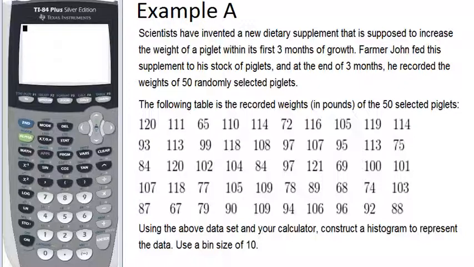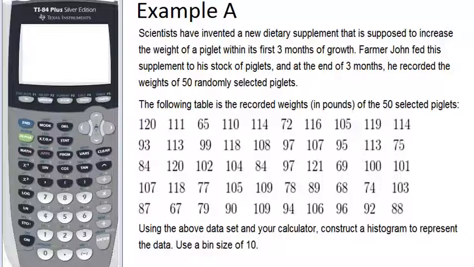Farmer John fed this supplement to his stock of piglets, and at the end of the 3 months, he recorded the weights of 50 randomly selected piglets. The following table is the recorded weights in pounds of the 50 selected piglets. Using the data above and your calculator, construct a histogram to represent the data. Use a bin size of 10.